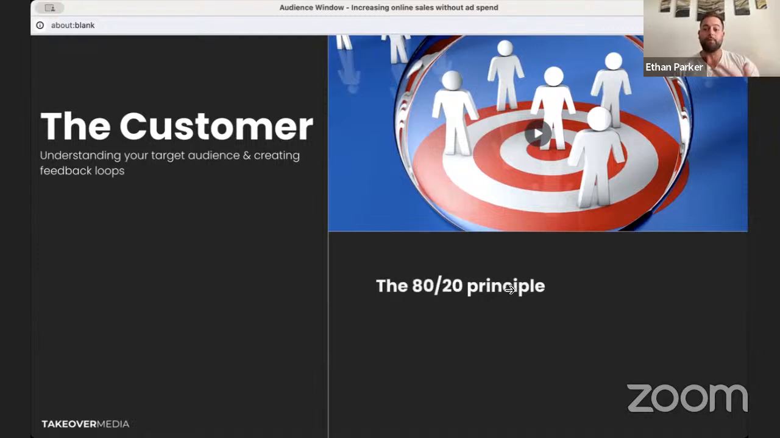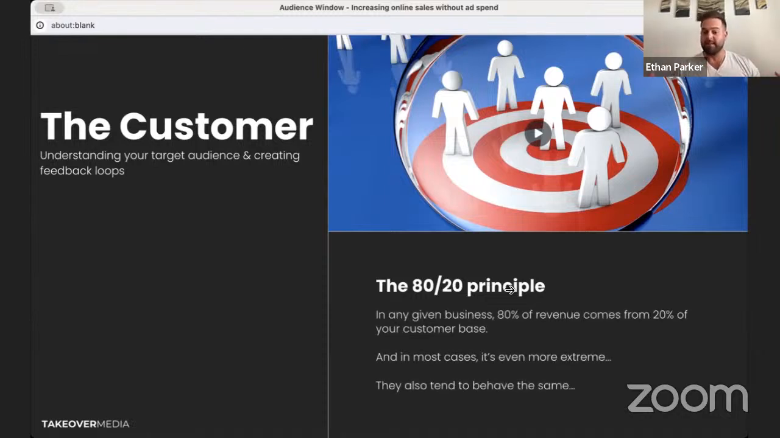But the rule here is the 80-20 principle. What we want to really focus in on is, what is that 20% that generates 80% of our revenue? Because across any given business, 80% of revenue accounts to 20% of our customer base. In most cases, even more extreme. I've seen upwards of 90-10 or even more extreme. So if we can really zero in on who they are, they also tend to behave the same, and it can really help us with our overarching marketing strategy. So that's what we always want to look at.